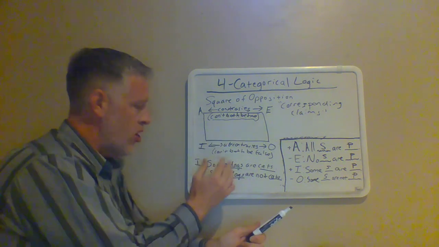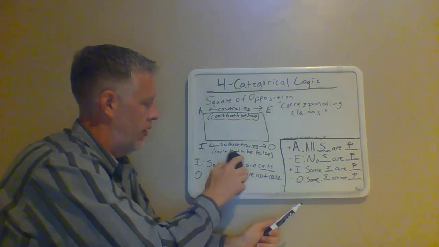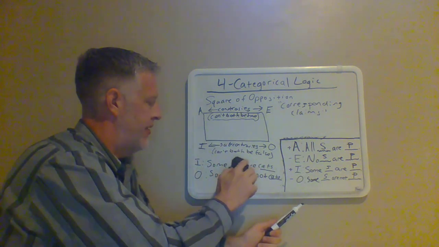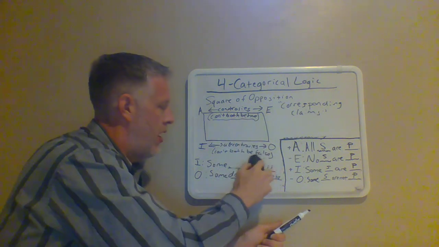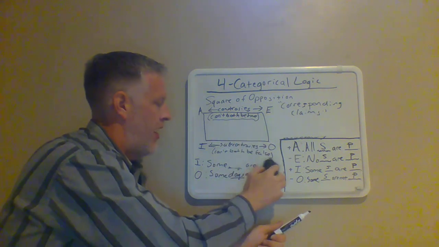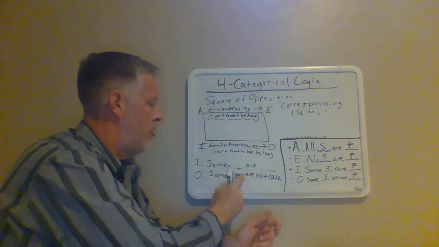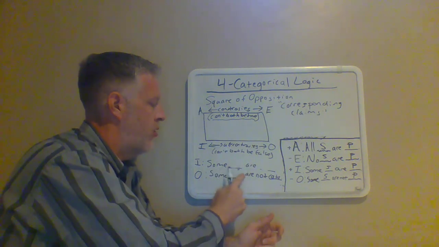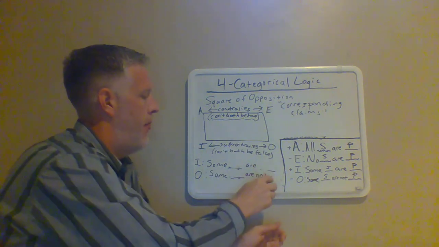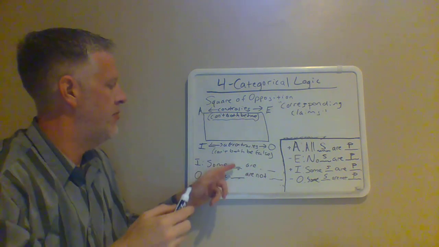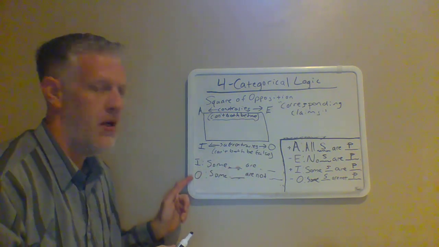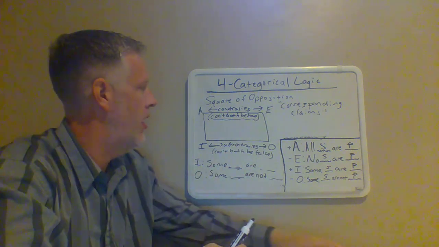And so no matter what you put in these blanks, I was trying to use one that would make sense, because it's false that some dogs are cats. But it doesn't matter what you put in here as long as you're consistent and have corresponding claims. This is always going to be the case. If you know one of these is false, the other one's going to have to be true. Okay? So it's really cool.